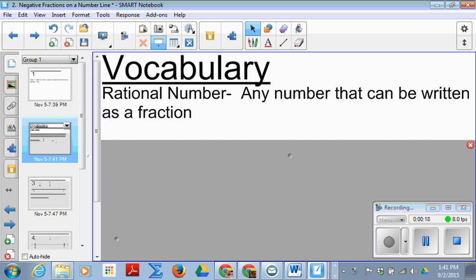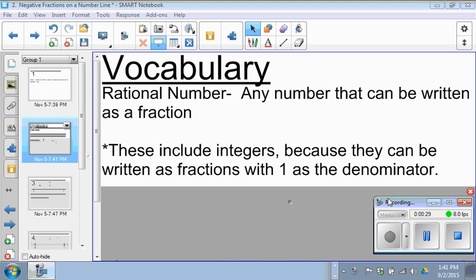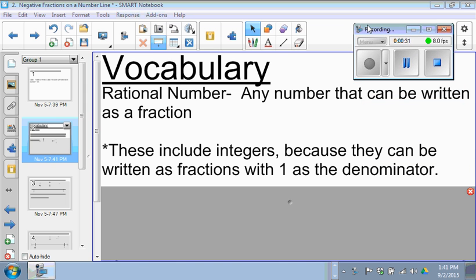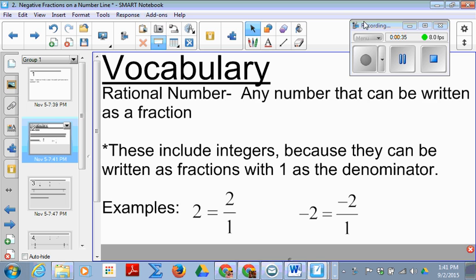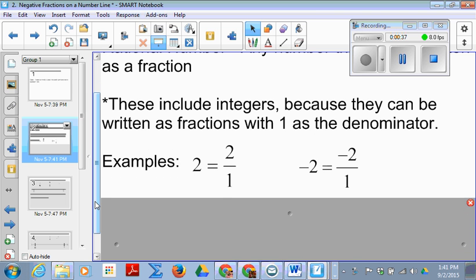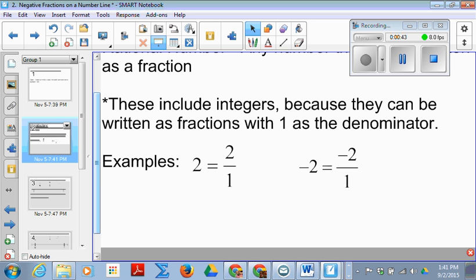This is any number that can be written as a fraction. These include integers because they can be written as a fraction with 1 as the denominator. Pretty much most numbers you've seen before in math are rational. So for example, the number 2, because it's the same as saying 2 over 1, or negative 2, which is the same as negative 2 over 1. We can write these as fractions.